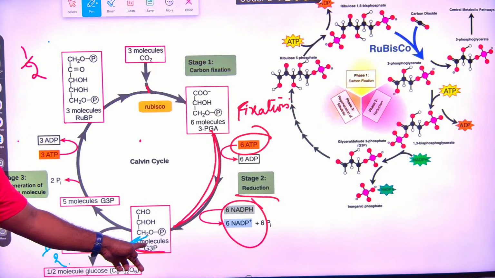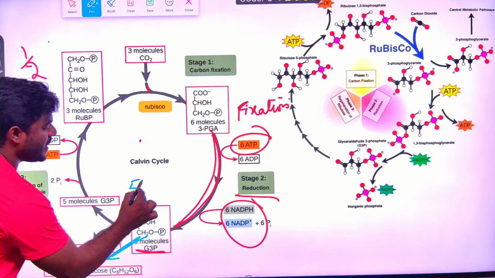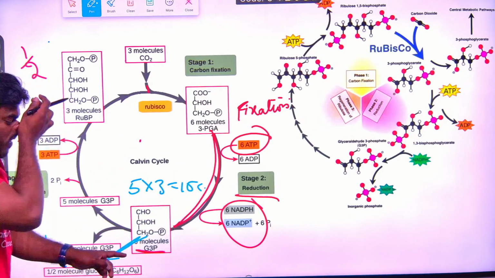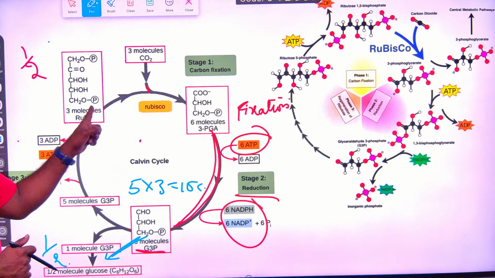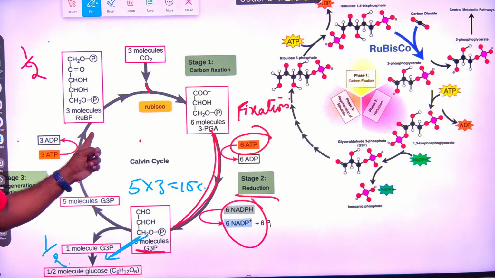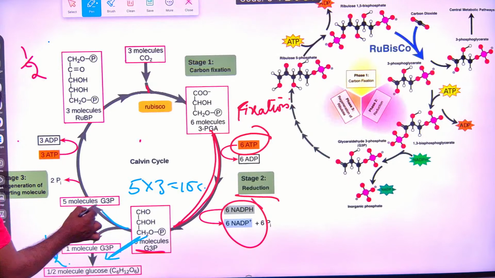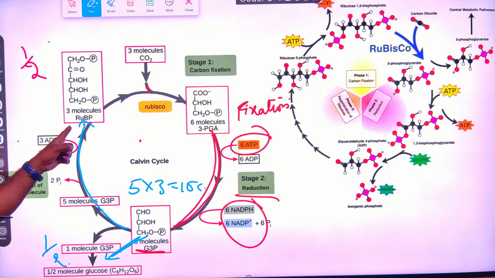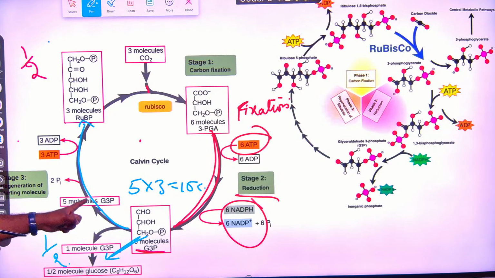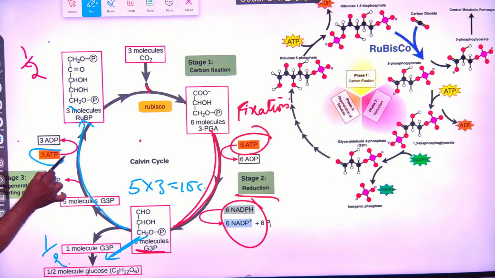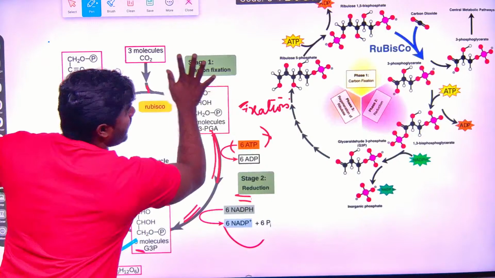5. 5 means how many carbon? 15. Correct? Each one is how many carbon? 3 carbon. Then use the brain. By using 15 carbons, or by using 5 molecules of G3P, how many RuBP can I regenerate? Obviously I can regenerate 3, since RuBP is a 5 carbon compound. This is called what? Regeneration. Correct? In this regeneration, while we are regenerating the G3P into RuBP, we use how many ATP? 3 molecules of ATP. Clear? No confusion here. Understand?